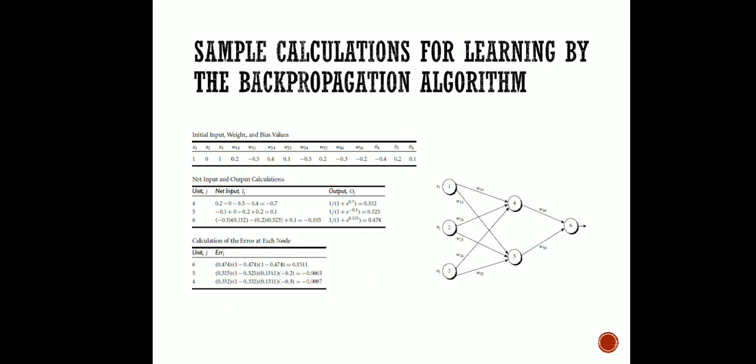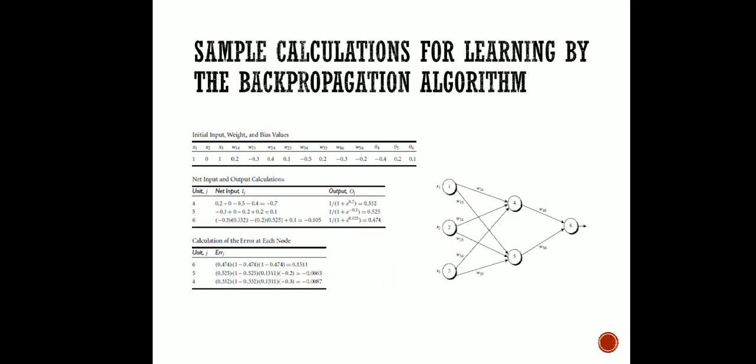So x1 multiplied by W14 is 1 multiplied by 0.2, so 0.2. Then x2 multiplied by W24 is 0 multiplied by 0.4, so 0. Then x3 multiplied by W34, right? So 1 multiplied by W34 is 0.5, minus 0.5, and what is the bias of it? Minus 0.4, that is theta 4's value, right?